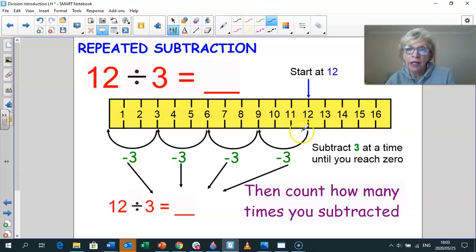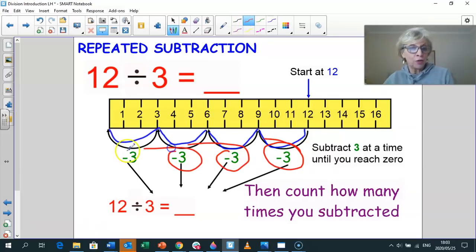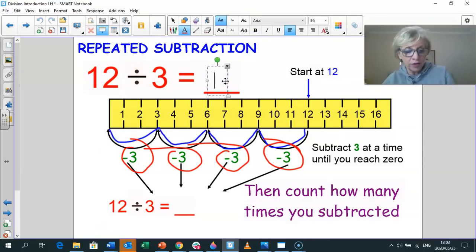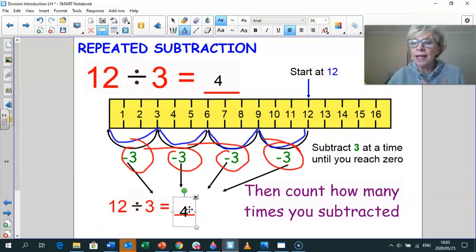And I am going to subtract 3 once to get to 9, twice to get to 6, 3 times to get to 3, and a 4th time to get to 0. So how many times have I subtracted 3? 1, 2, 3, 4. So 12 divided by 3, same one, you know the answer. Try not to get too bored with us going over and over. So we add up how many times we subtracted 3, and we get 4 times. So the answer then, 12 divided by 3, is 4.